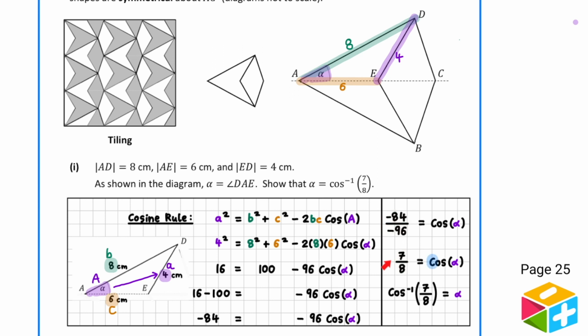Finally, to get rid of the cos, we need to take cos inverse of both sides. This tells us that alpha is equal to cos inverse of 7/8. This is precisely the result we needed to show.